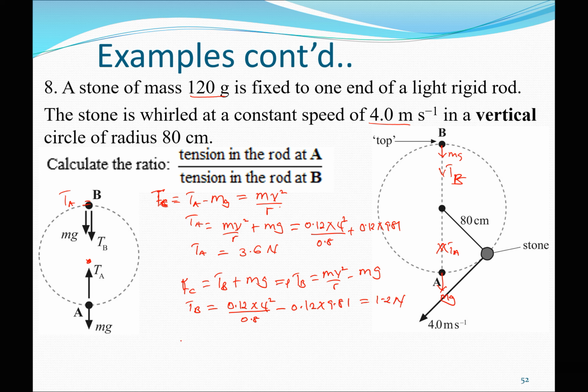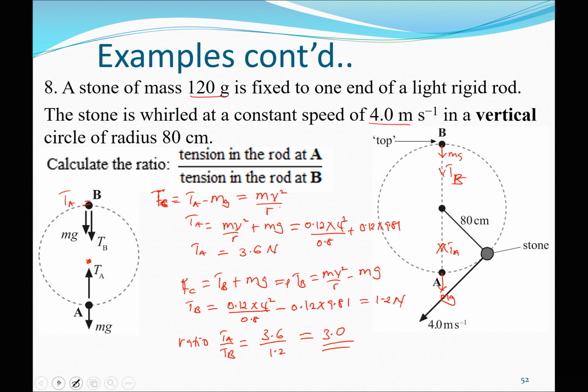So we want the ratio. The ratio TA divided by TB is going to be 3.6 divided by 1.2, that is equal to 3. So this is 3.0. So that is going to be the ratio.